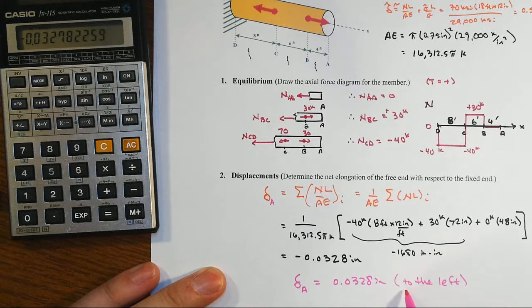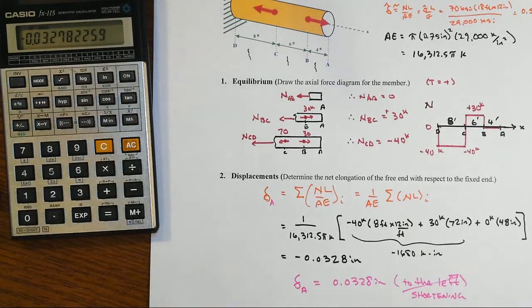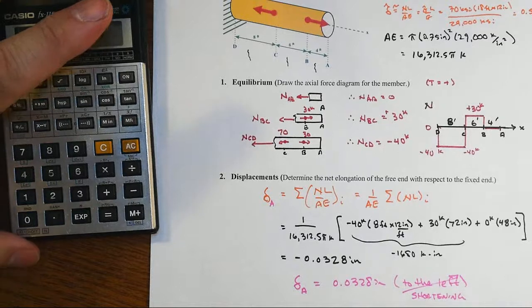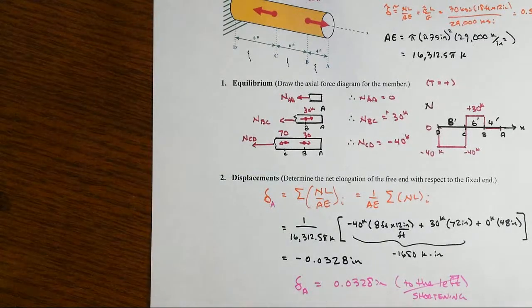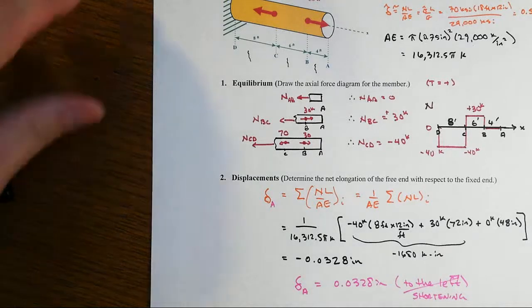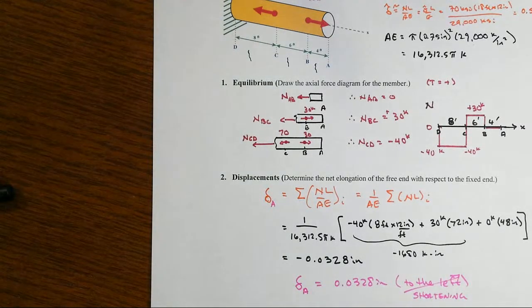What do you mean by that? It would be better just to say we have shortening at the end of the member. Or you could just indicate that positive means elongation, and therefore the answer really would be the minus 0.0328 inches. Got to be careful in how you decide that you want to articulate all these answers. There's more than one correct way to do that.